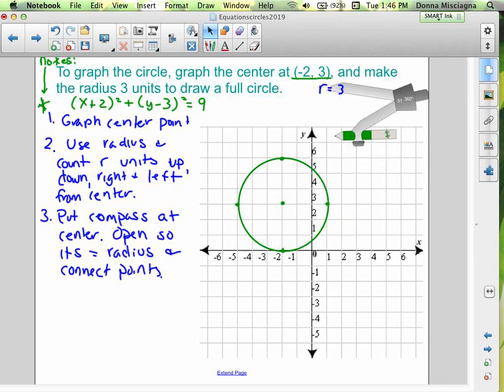And that's it. That's all there is to graphing a circle. You graph the center, you count right, left, up, down, the radius length, and then you open the compass up so the point is in the center and it's opened to the radius, and you just connect the points. That's all there is to it. Let's do a few more.